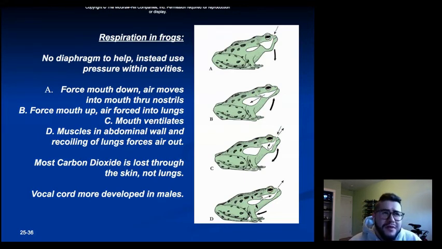So there's no diaphragm in a frog, and the diaphragm is the muscle that helps you breathe naturally. It helps your lungs work, and so instead, they have to use pressure within certain cavities to force air through the nostrils, down the mouth, and into the lungs. So imagine having to breathe by basically swallowing air continuously. And so there's this force of air into and out of the body by frogs.